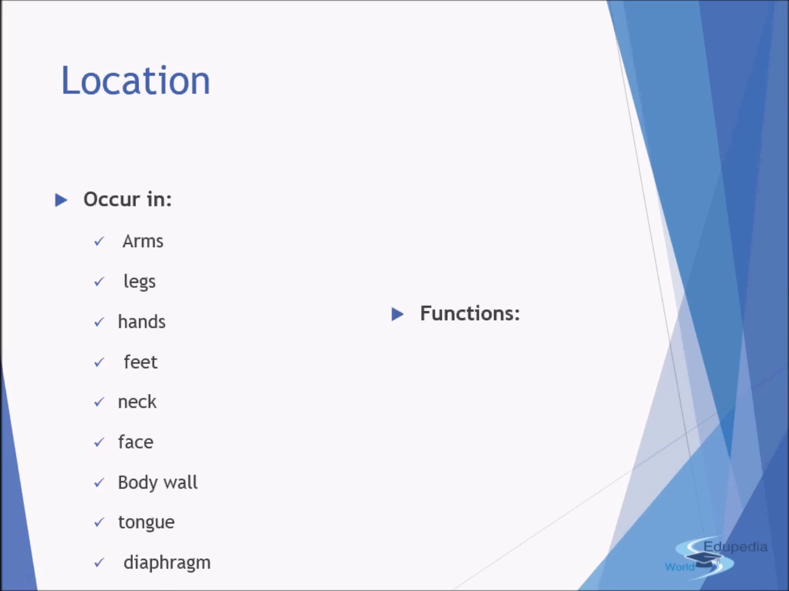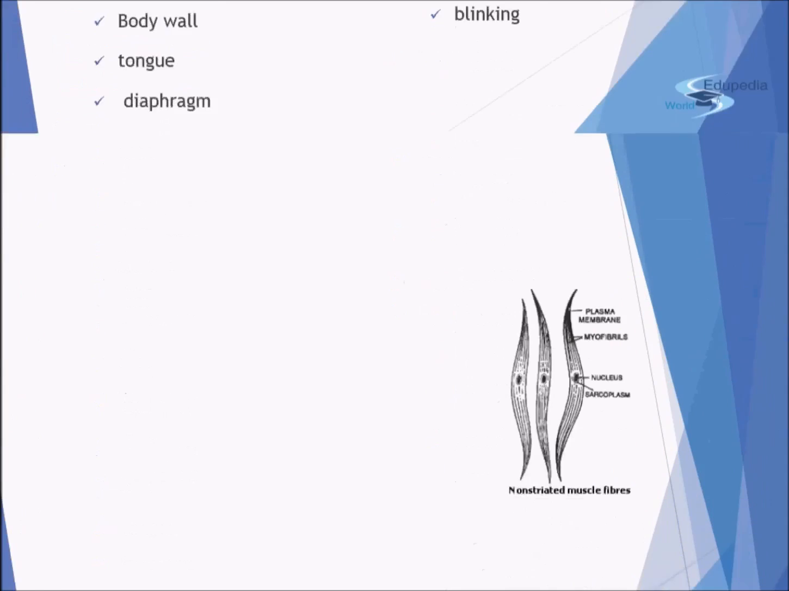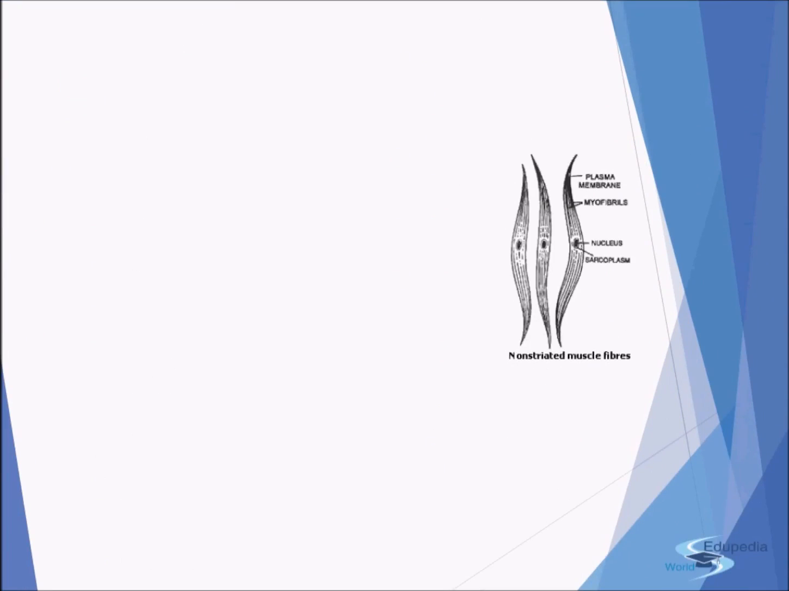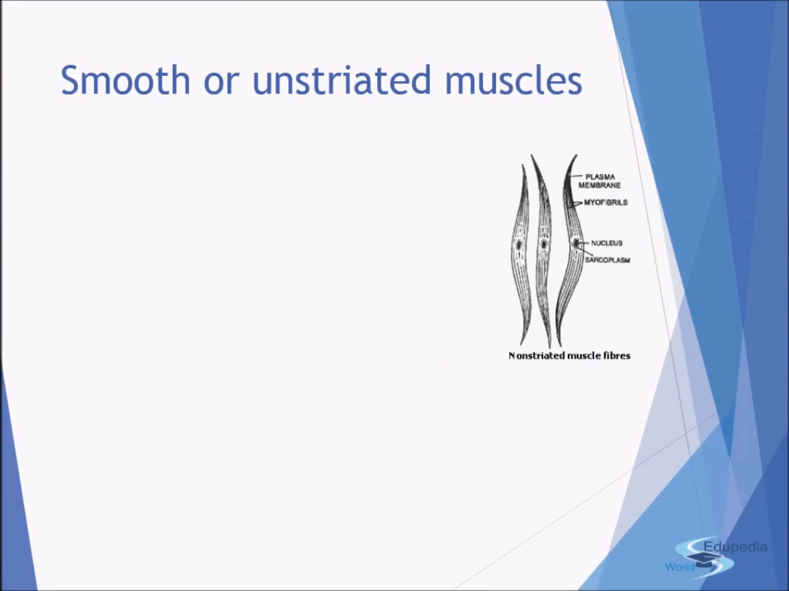Next comes the function of the striated muscle fibers. First of all, it helps in the body movement. It helps us to move from one place to another under our will. Next, it helps in the ingestion. Ingestion is the taking in of the food. It helps in the breathing and the up and down movement of the diaphragm. It helps in blinking of the eye so that it protects us from any kind of foreign particles.